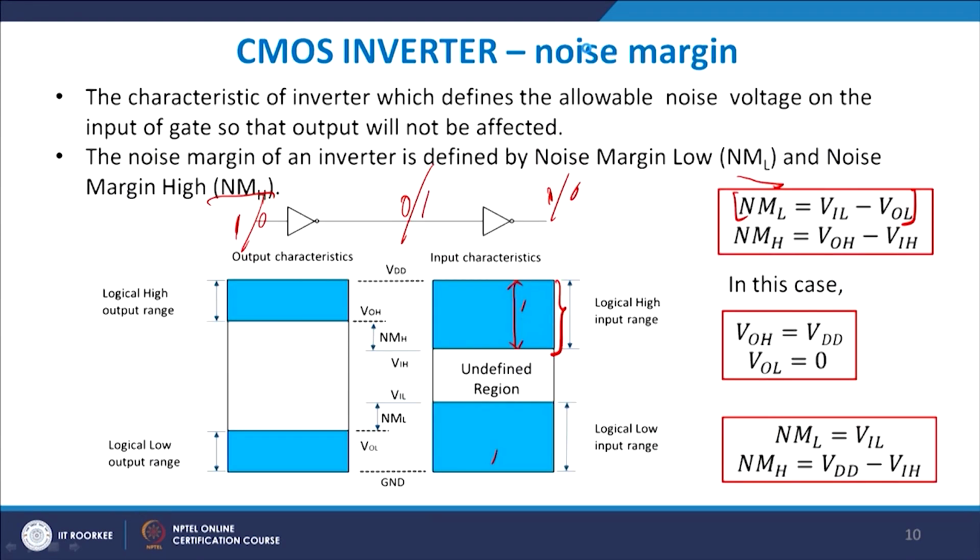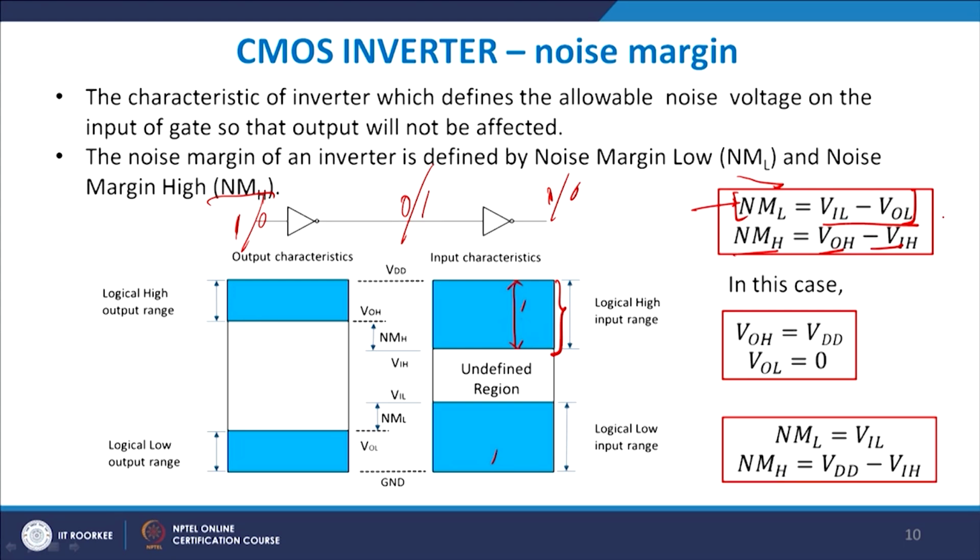So, we define low noise margin NML as VIL minus VOL, and this is input low minus output low, and NMH basically is output high minus input high, right. And therefore, this NMH takes care of the high values, the higher probability of values, whereas NML takes care of zeros and lower probability values, right, and so on and so forth.